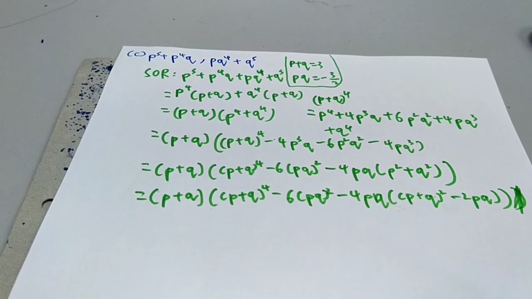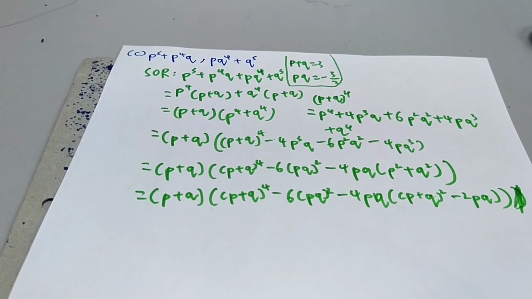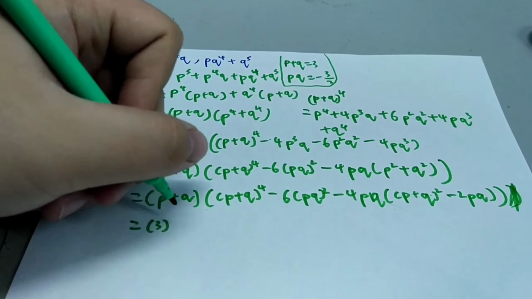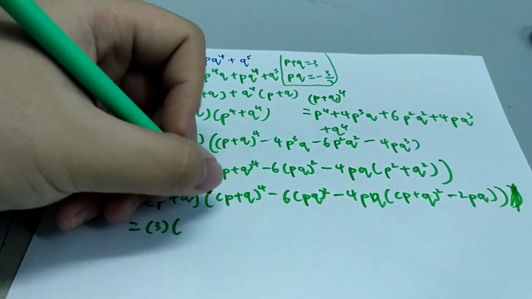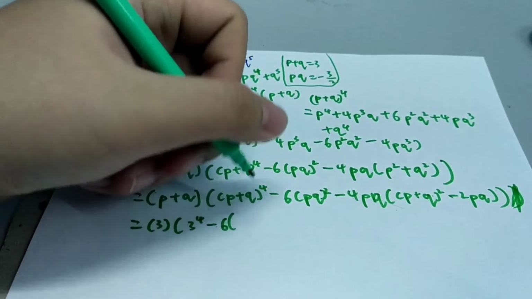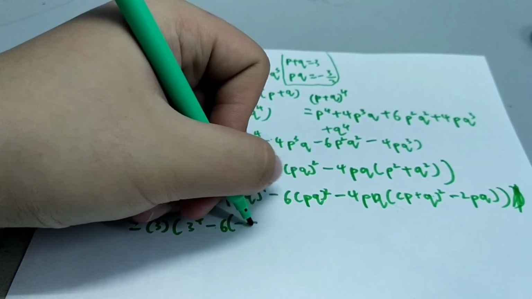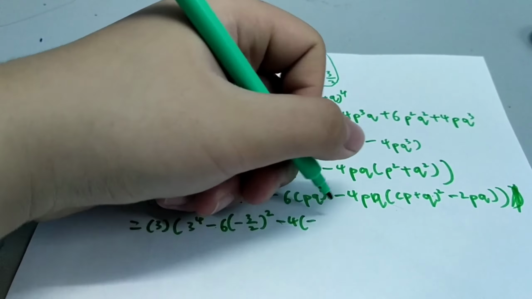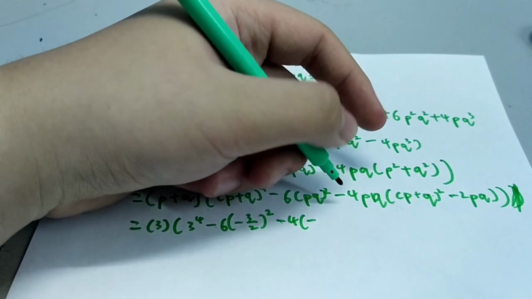So we can finally factorize. No, I substitute all of this p plus q and pq into this ridiculous expression. So I will have 3 times, 3 power 4 minus 6 times negative 3 over 2 squared, minus 4 times negative 3 over 2. Wait, isn't it?